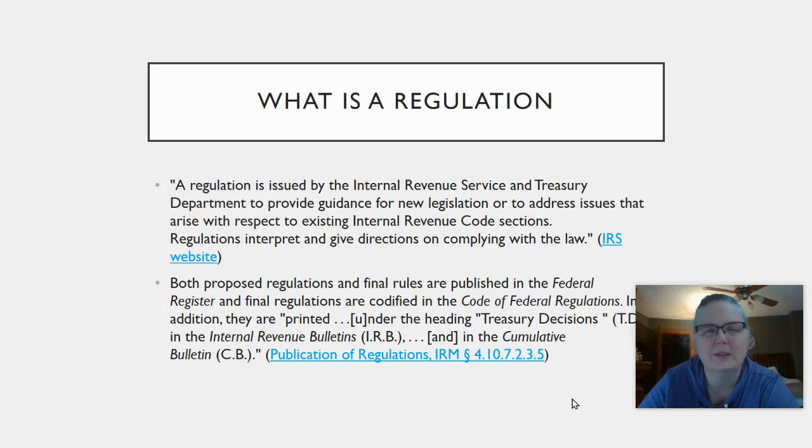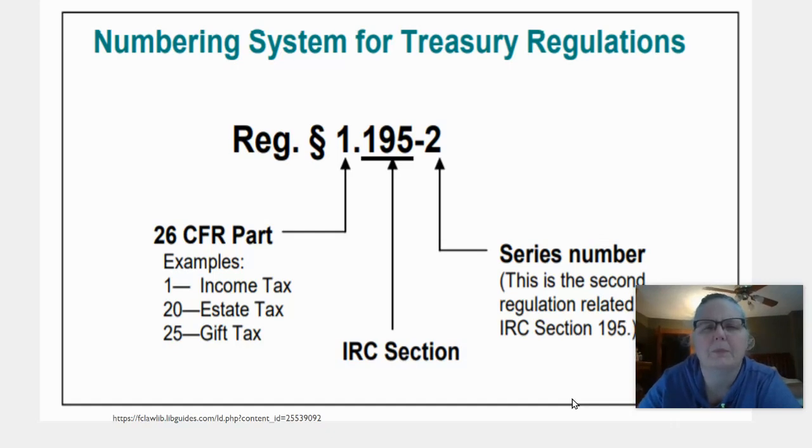So what kind of regulations are there? Well, for our purposes, we have regulations that are issued by the IRS, and we also have regulations that are issued by Treasury. It gives guidance, and it addresses issues with regard to existing code sections. So it interprets and gives directions on complying with the law. These proposed regulations and final rules are published in the Federal Register. I'm sure you guys learned about that when you were in LARW. So we can go on to the next thing.